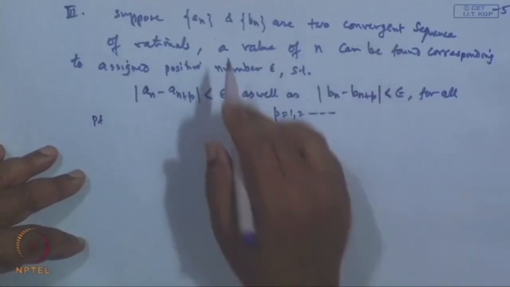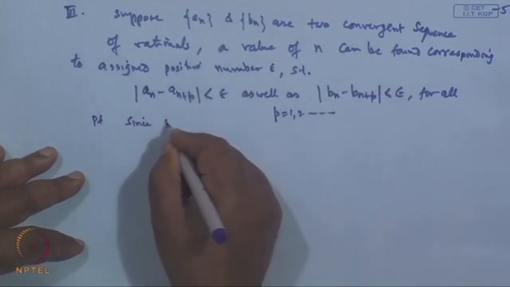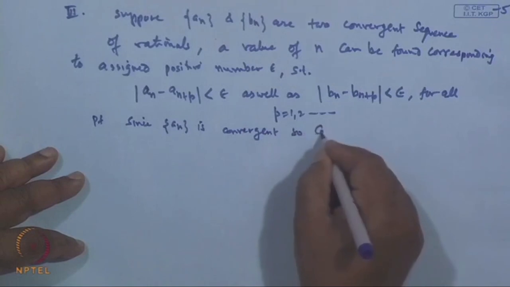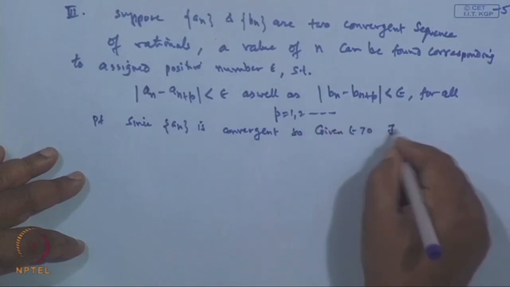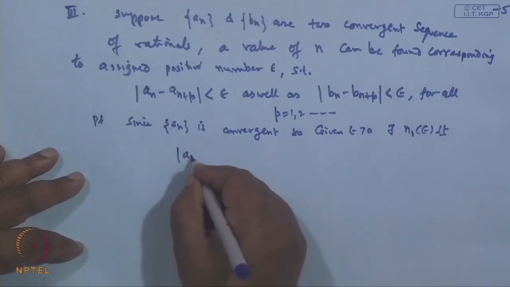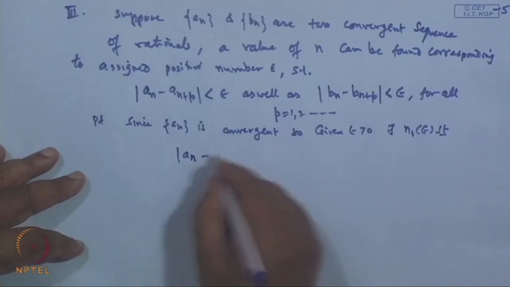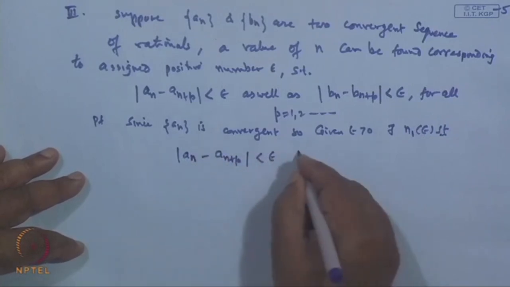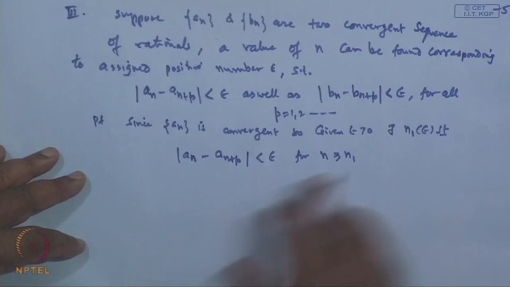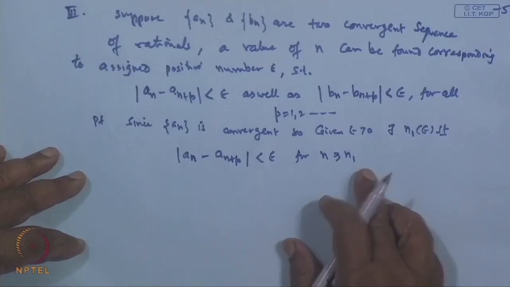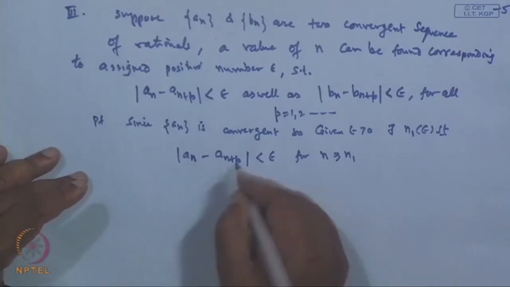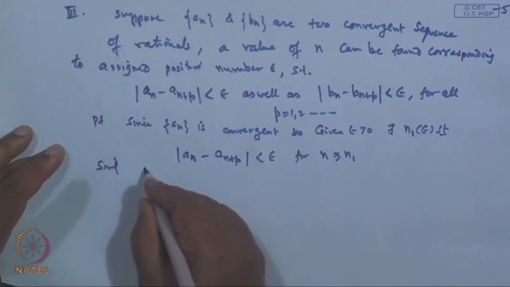When a n and b n are the two sequences, a n is convergent, so for given epsilon greater than 0, there exists an n 1 depending on epsilon, such that mod of a n minus a n plus p is less than epsilon for all n greater than or equal to n 1, is it not? For all n greater than or equal to n 1 onward, that is n 1 is fixed. Similarly, the sequence b n is convergent.